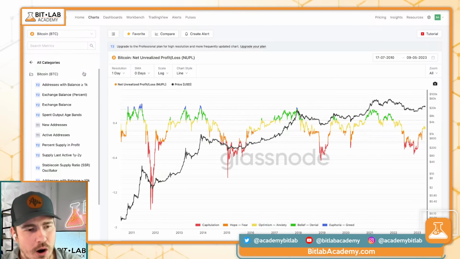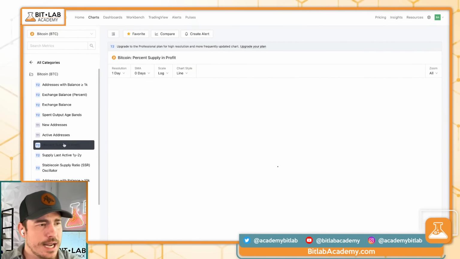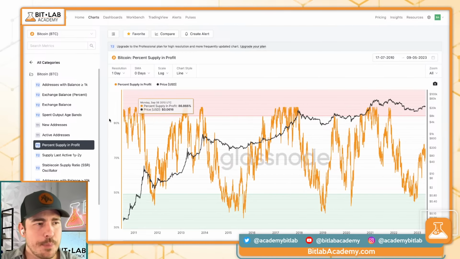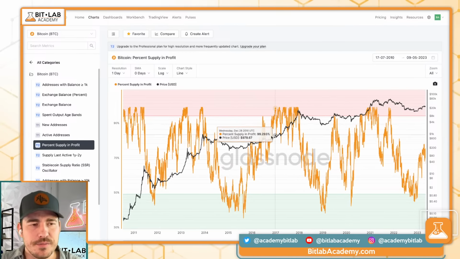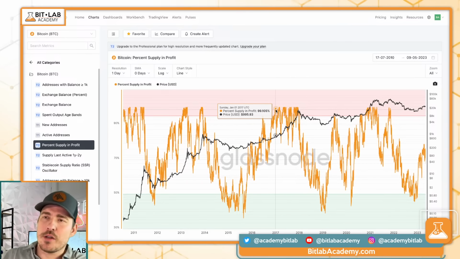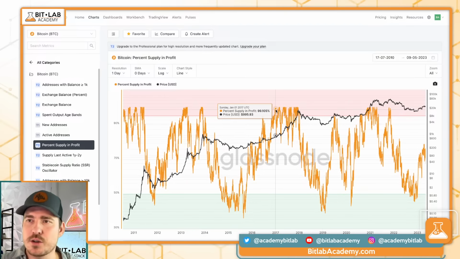So I just want to give you all the tools possible. Now, another thing we can look at here is percent supply in profit. You see, if we're getting up here above 90%, it can hold for a while. But once it starts triggering up here, then you look to your other signals. You look to your technical analysis. You look to other MVRV score.